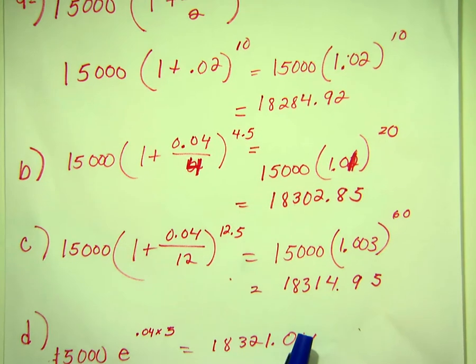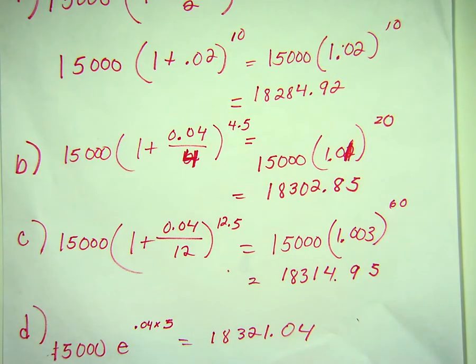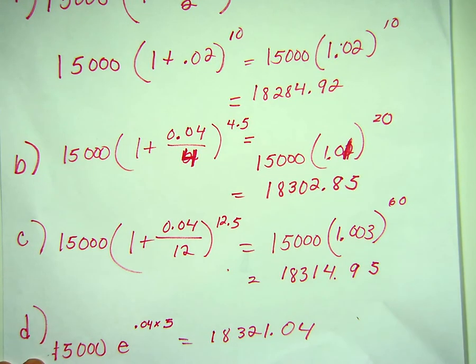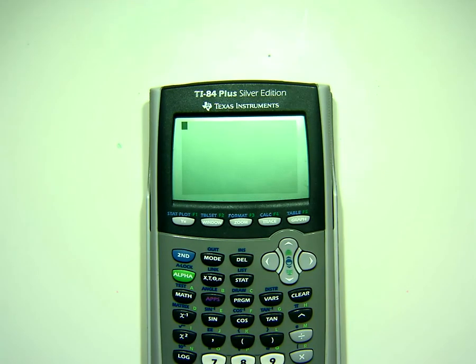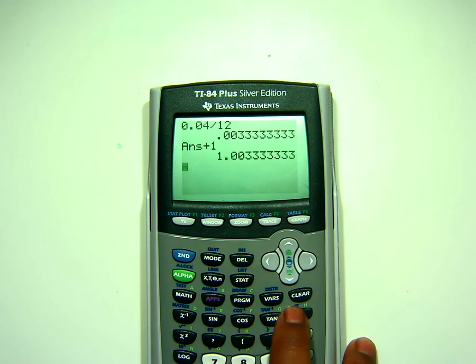And for part C, I'm going to actually show you how to use your calculator for that one, because that's going to be such a small number that if you put it in all together, it's going to be a little bit different. So for part C, you have your rate divided by your compound monthly, which is 12. You're going to have your 1, which is your constant. Then it's going to be raised to the 60th power, which was your 12 times 5.